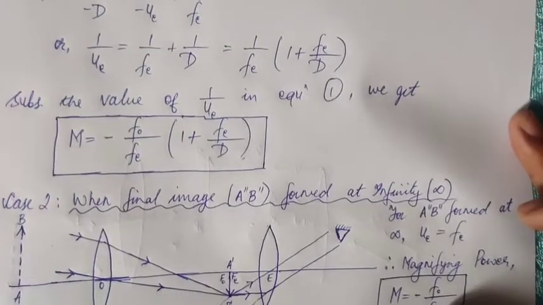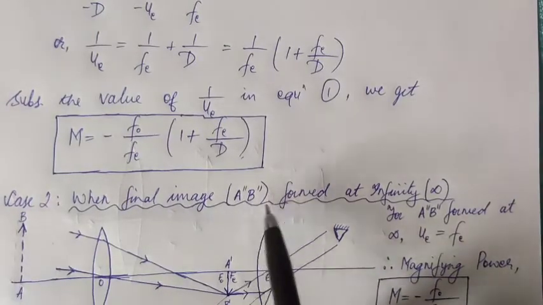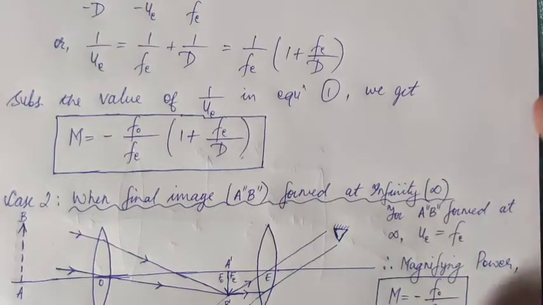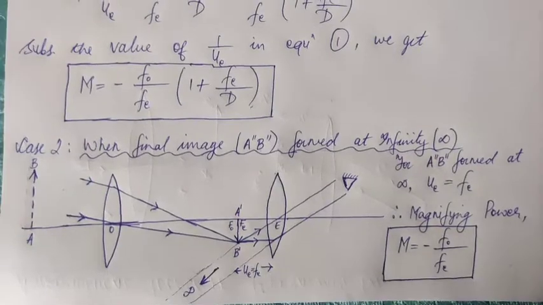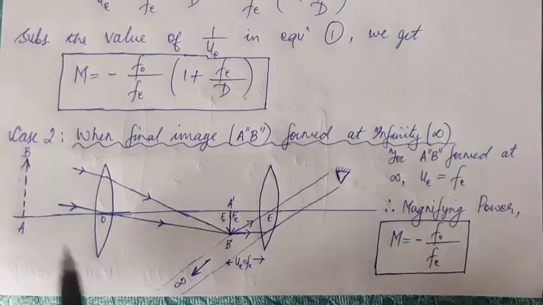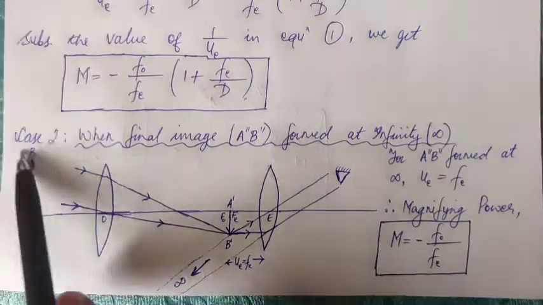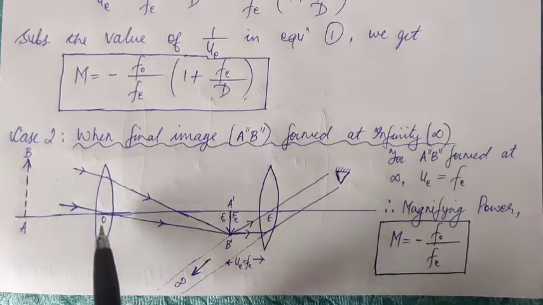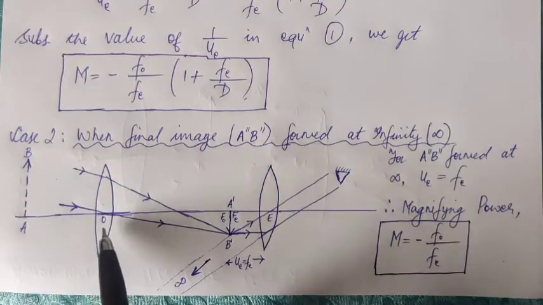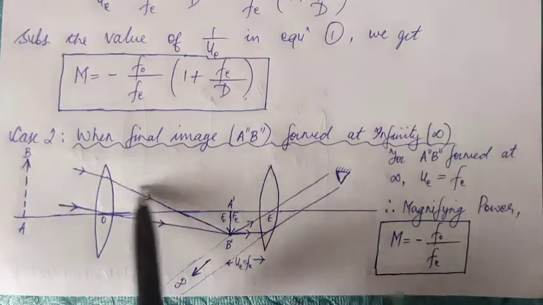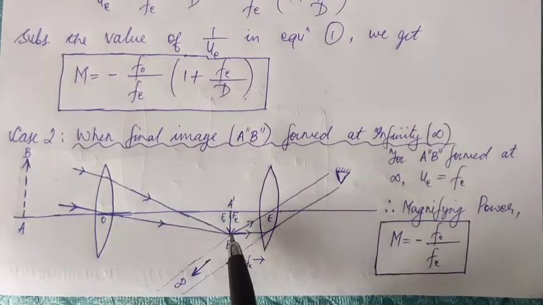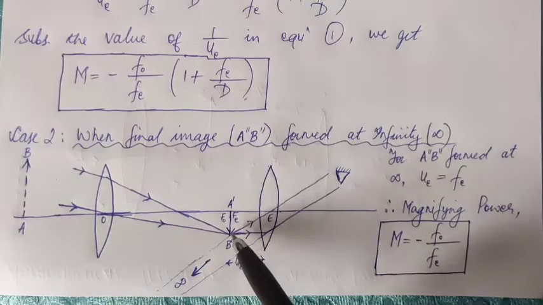All right. Now the second case is when the final image A''B'' is formed at infinity. Now in this case, what is more important is you drawing the picture properly. So this is the picture. The object is AB. We have parallel rays of light coming and hitting the objective, which has a shorter focal length, mind you. Now the real image is formed by the objective again, the same thing, at its focus f0. This is the real image formed.